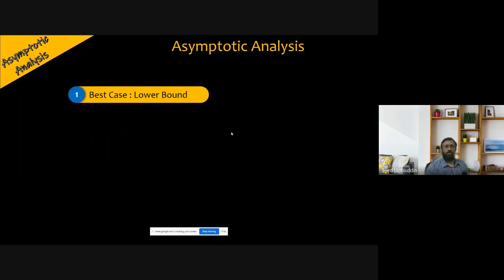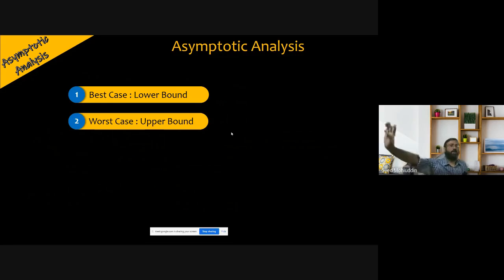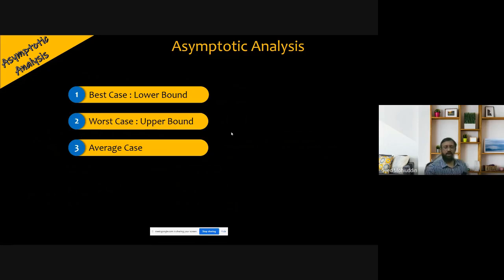Now, the best case is what we call the lower bound. That is, at the first instance itself we found the answer. The worst case is the upper bound. We have to go till the end, till the maximum number of elements we had in our example. Then the average case we call the tight bound. So best case is the lower bound, worst case is the upper bound, and average case is the tight bound.